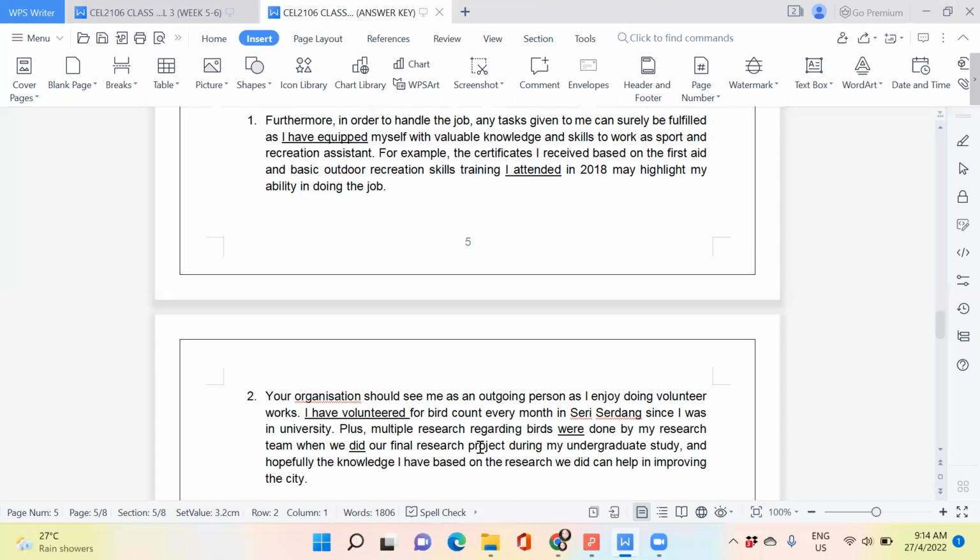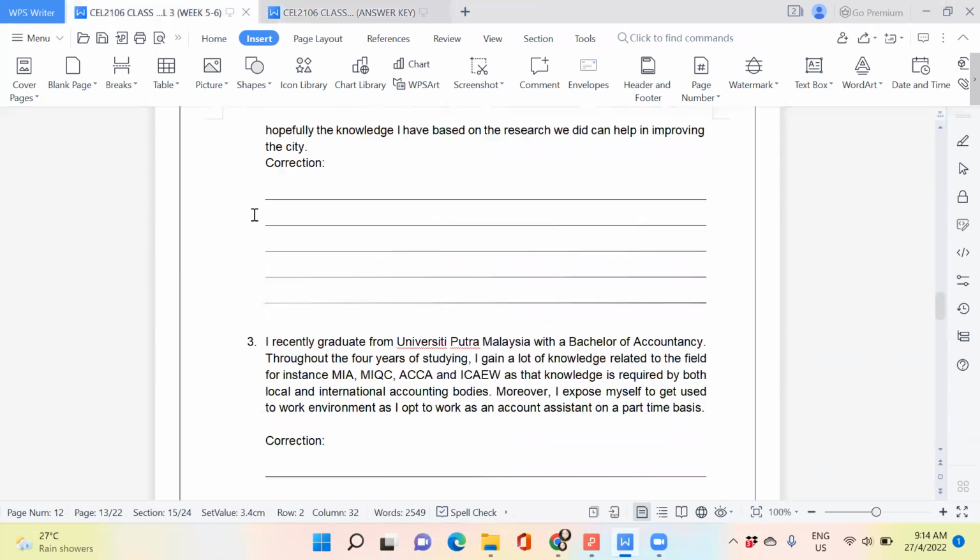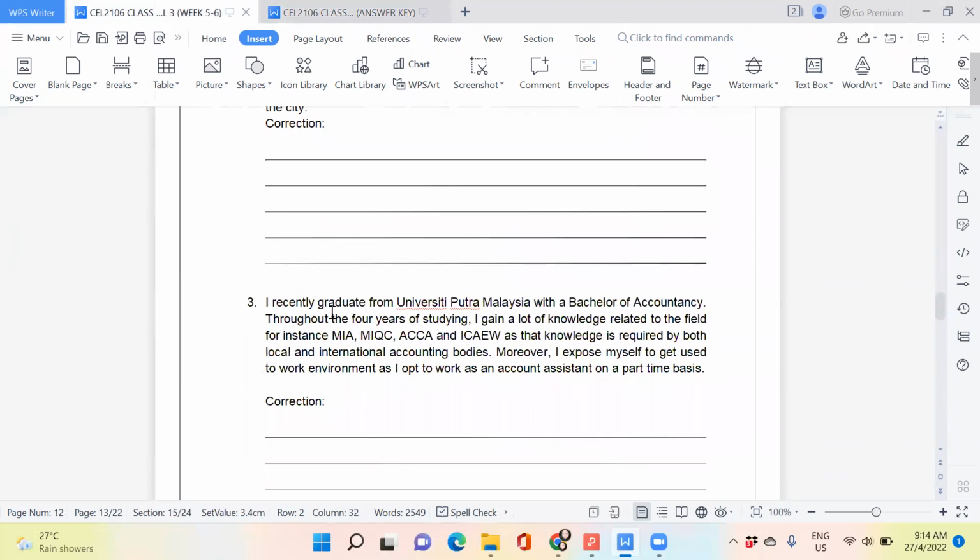It's just a matter of understanding the context. Okay, if you could understand the context of the situation that you are trying to write, then it will be easier for you to decide which tense should you use, either present perfect tense or simple past tense. Okay, all right, next. Okay, I recently graduated from University Putra Malaysia with a Bachelor of Accountancy. So what do you think? The first sentence is already wrong.